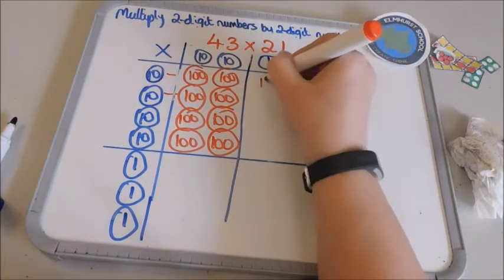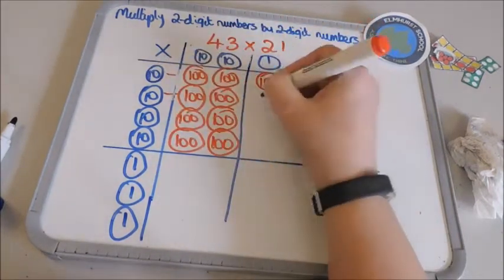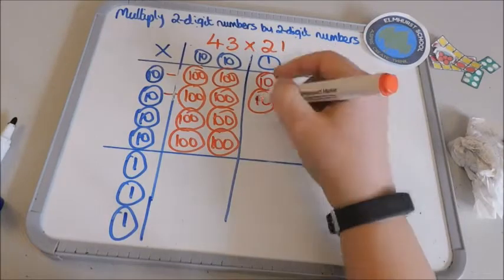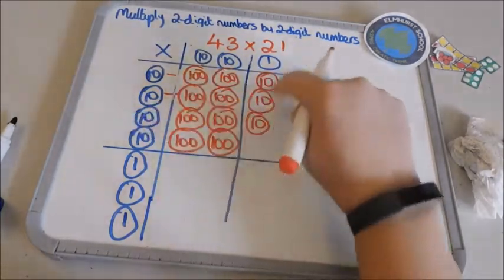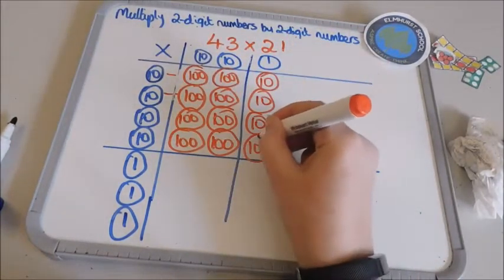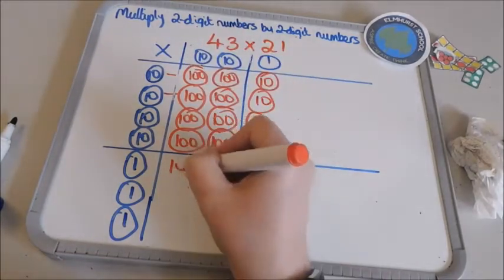10 times 1 is 10. 10 times 1, 10. 10 times 1, 10. 10 times 1, 10. 1 times 10.